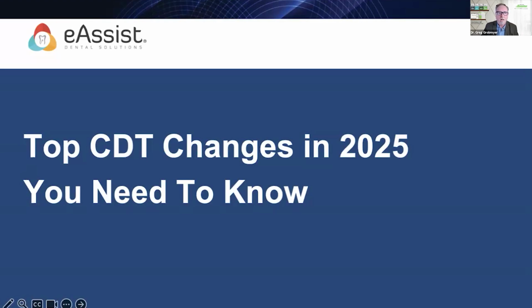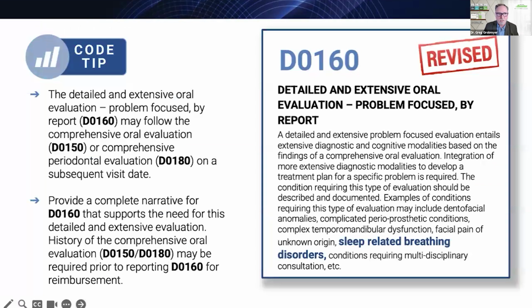So, all right. First code change that we're going to be talking about tonight. This is D0160. 160 is the detailed and extensive oral evaluation problem focus. So this happens after you've already had a comprehensive exam. You've already had a 150 or a 180. If you're not using 180, please learn about D0180 and when it's appropriate to use that. That's a great opportunity for your practice. Let's just say that. I've got a full out podcast on that one.